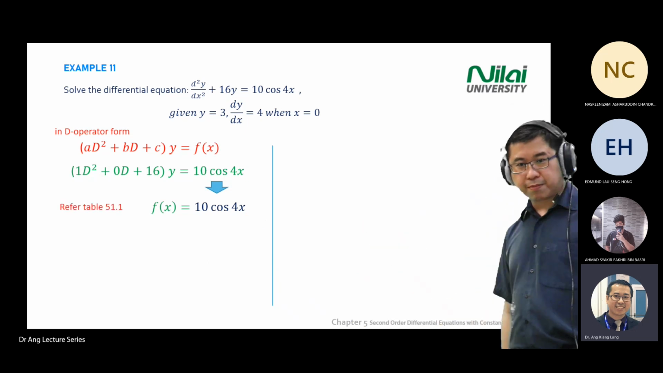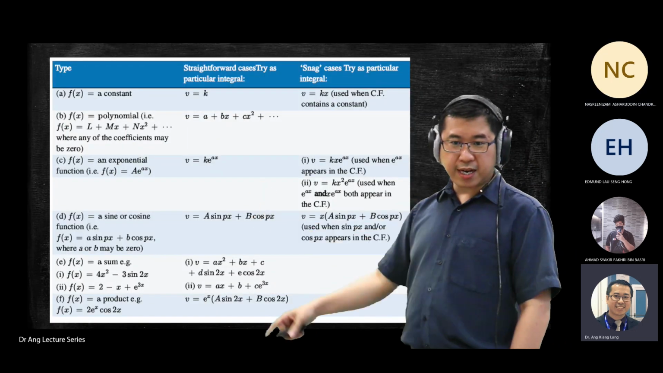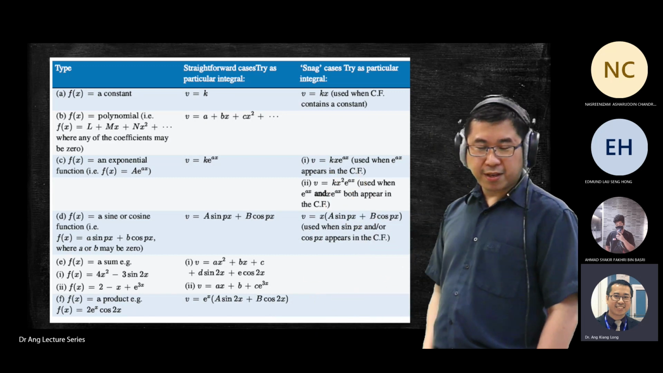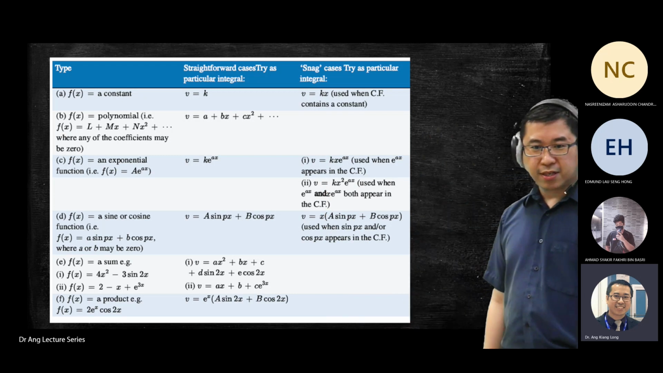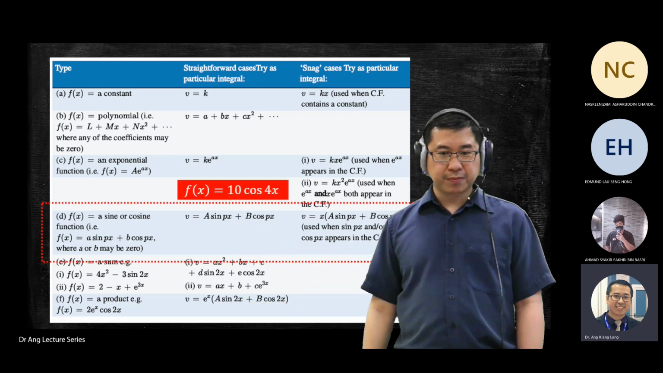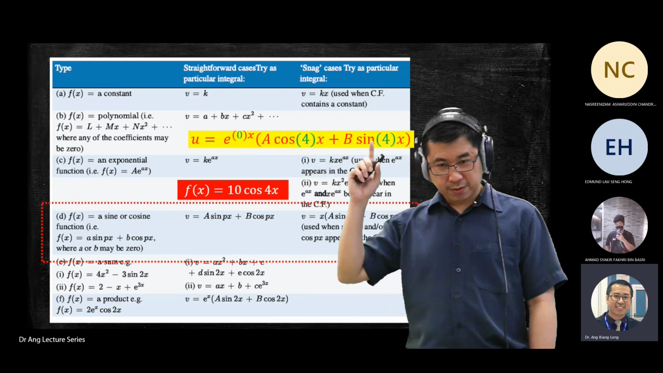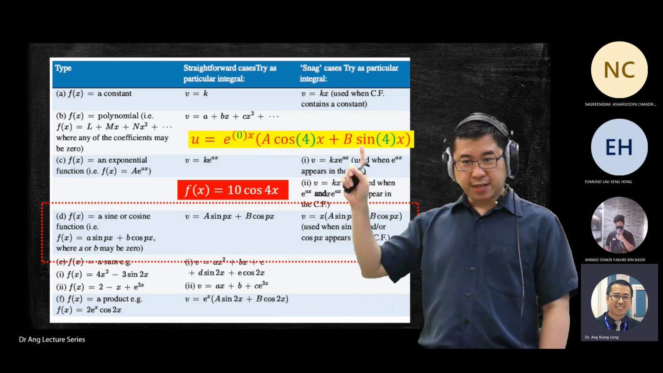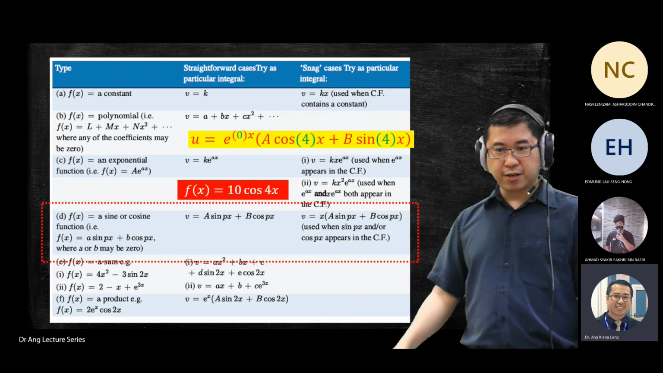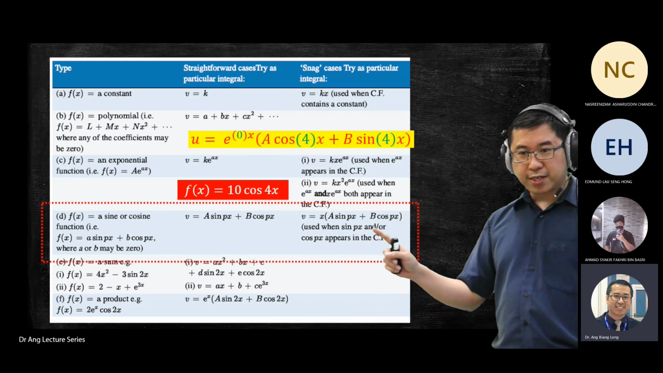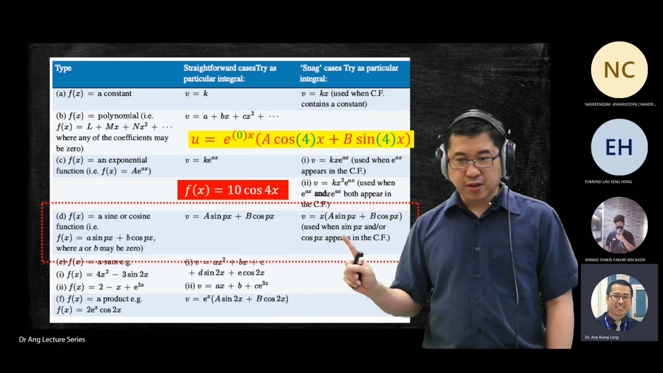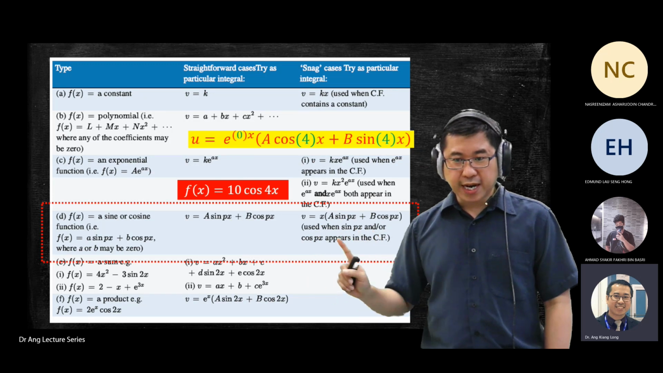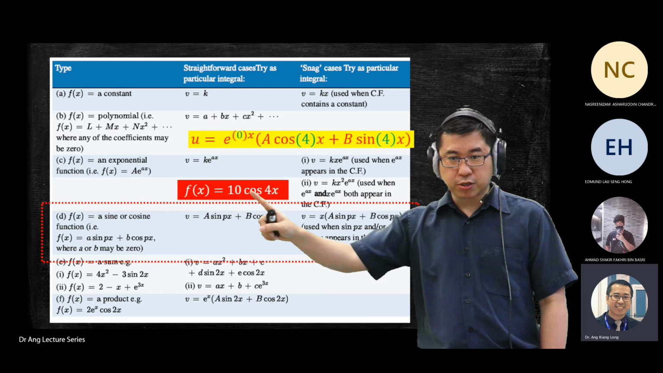Next, refer to the table again. What you need to write on the table? Write your Fx, write your U on this table, and then you do the comparison. You compare side by side. Read the statement that you need, especially this side. When do you need to use this one? Use this one when sine px and/or cos px appear in CF. What is CF? It is your U.